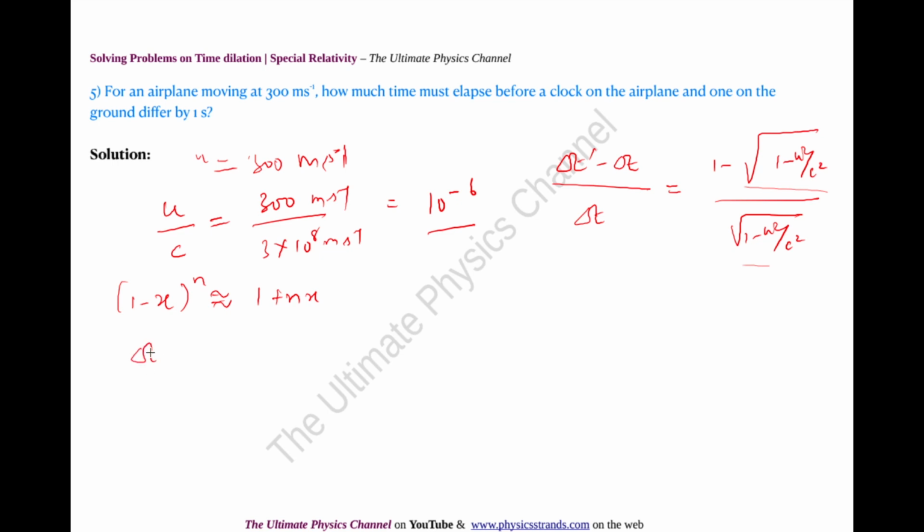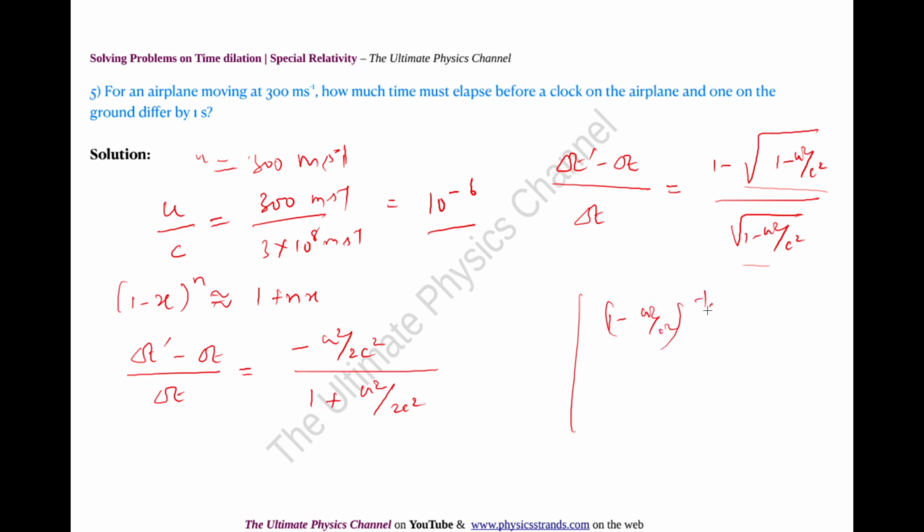So if that is done here, del t prime minus del t over del t is on the left hand side. On the right hand side we have minus, second term alone, u squared over 2c squared after the binomial expansion, and for the denominator it is 1 plus u squared over 2c squared. Because if I do the binomial expansion, 1 minus u squared over c squared power minus half, if I take it to the numerator, that means it is 1 plus u squared over 2c squared plus additional terms. These two terms are taken and put here.